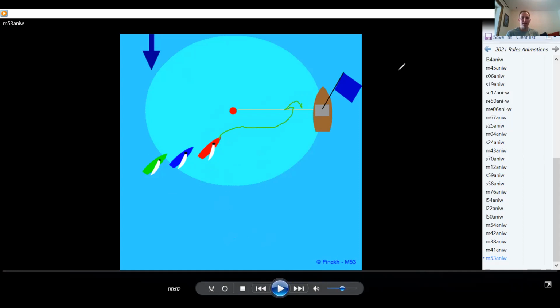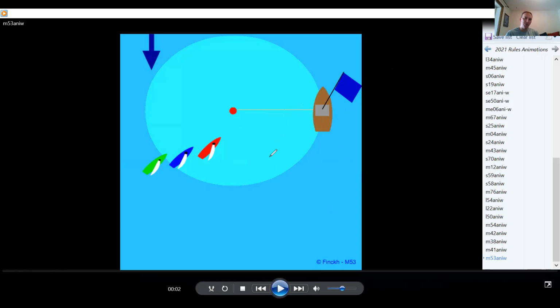From a tactics standpoint, there should be another animation that didn't get on here. But let me answer Jim's question. Is the committee boat a mark regarding room to finish? The committee boat is a mark at the finish line. So the same mark room applies at the committee boat, just like at the pin.